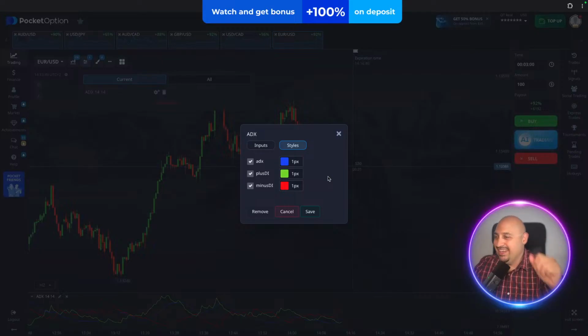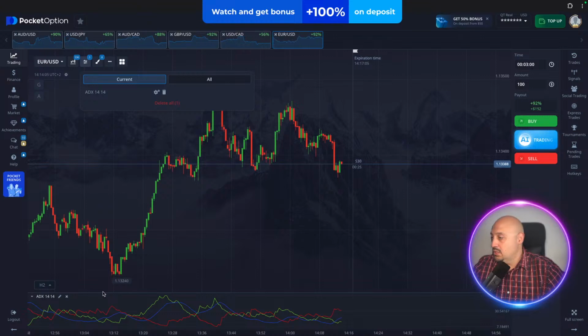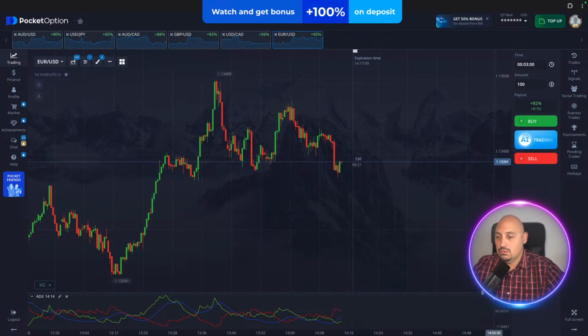So this is what I was trying to explain to you, because when you apply the ADX, you have three different lines that you're going to see over here. You have also the plus DI and the minus DI. The plus DI is also considered the positive directional line, and the minus DI the negative directional line. So once I hit save, you're going to be able to see those three lines. Not sure if I can make it a little bit bigger for you guys to see it, but I guess that's it. Here we go.